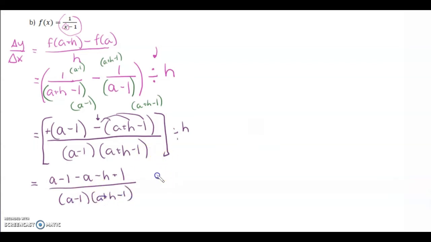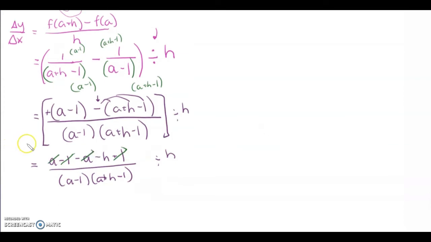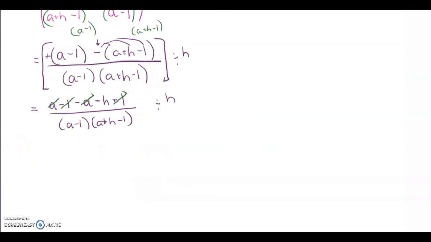Okay, and we can do this divided by h. So negative 1 and plus 1 cancel out. a and negative a cancel out, and we are left with negative h divided by (a minus 1)(a plus h minus 1).